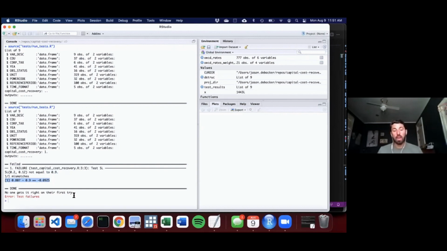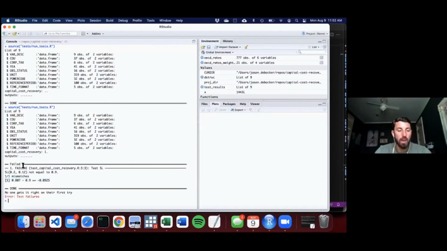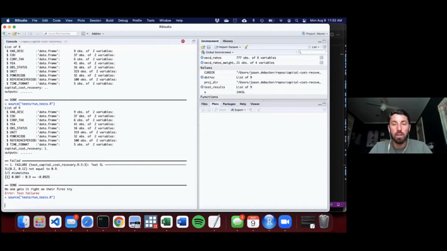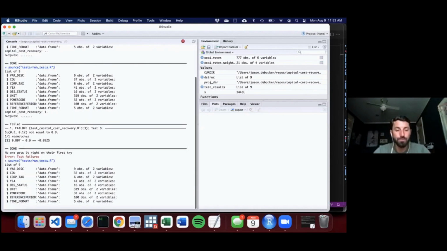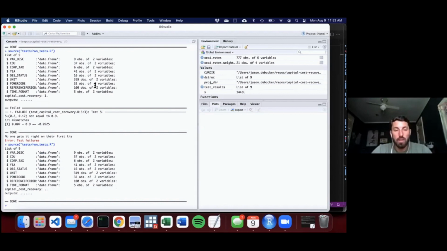We need to go back and maybe double check our by hand calculation to make sure we're doing something right, or maybe there's an error in the code, so maybe that straight line function wasn't written in the way that we were intending. So we'd go back and look at our code and maybe update our values, right? And then we're going to come back and run those tests until we get those tests passing, okay? All right, so that's essentially it.